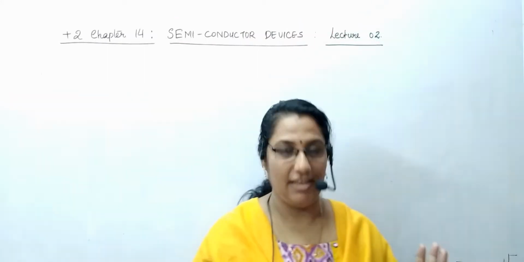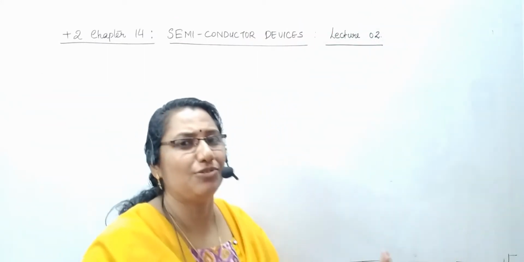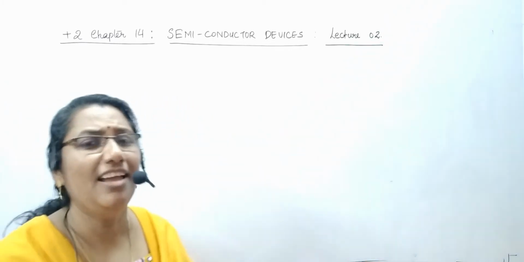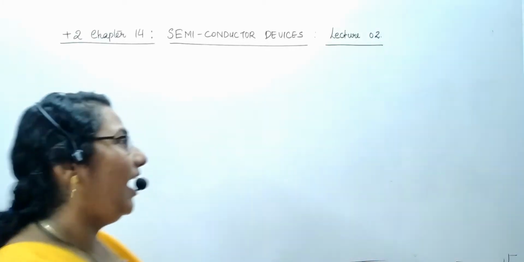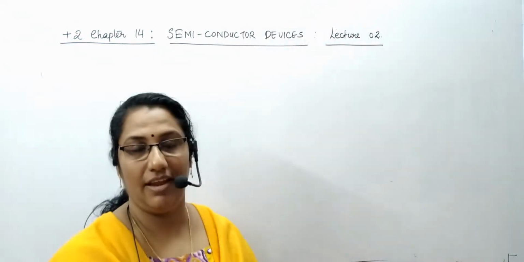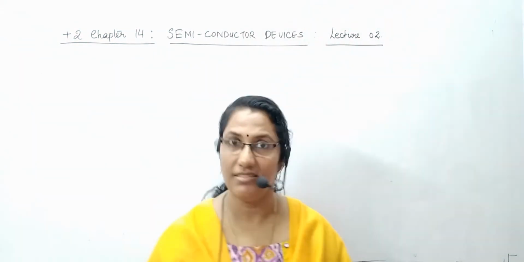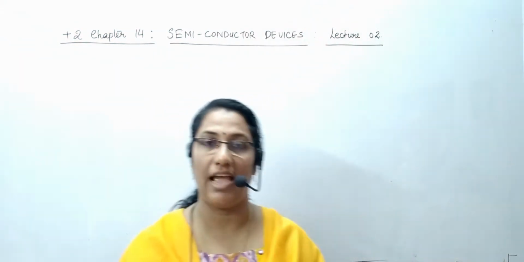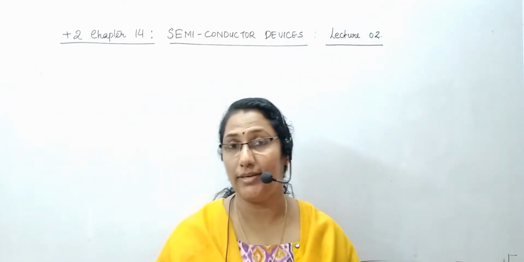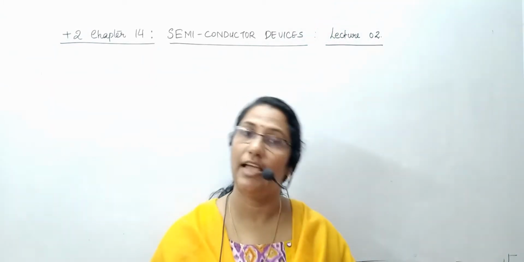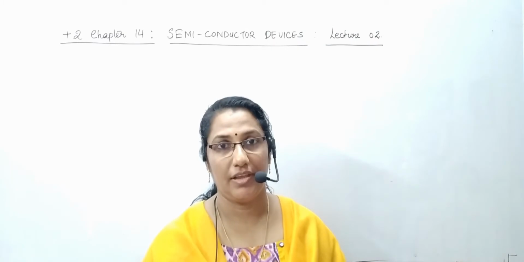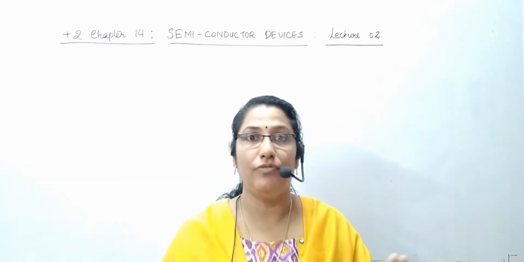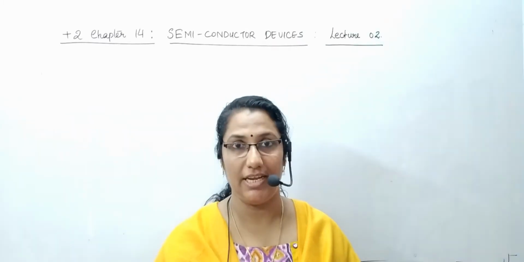Okay, take your pen and paper, you have to write everything because this is a theory topic. In the first lecture, we classified solids into three types, conductors, insulators, and semiconductors, based on the valence band, conduction band, and forbidden energy gap. From now onwards, we will discuss only semiconductors.